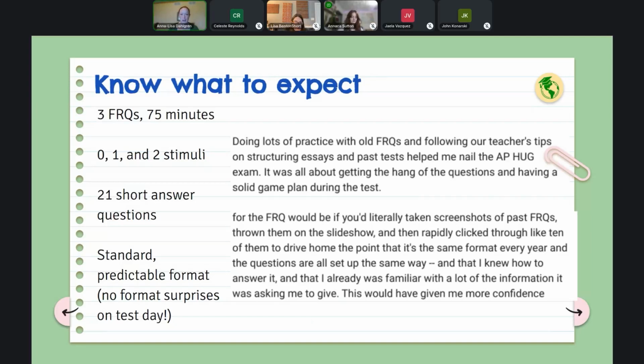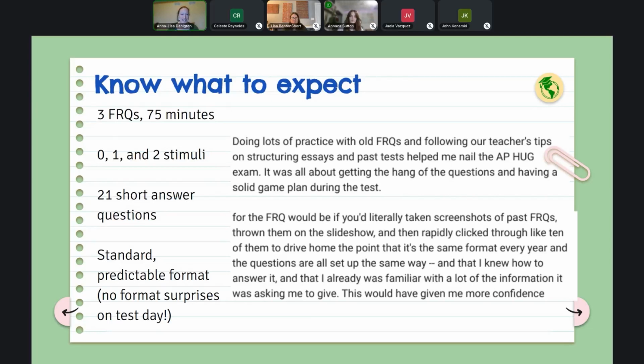So the first way to prepare is to know what to expect. As you already heard tonight, the format for the FRQs is standard and predictable. The order of the FRQs is also predictable regarding the number of stimuli. And students can try out the Blue Book app on their computer to see what the interface looks like. If you haven't done that yet, it's really nice for peace of mind for them to see exactly what the digital interface will look like the day of the exam.